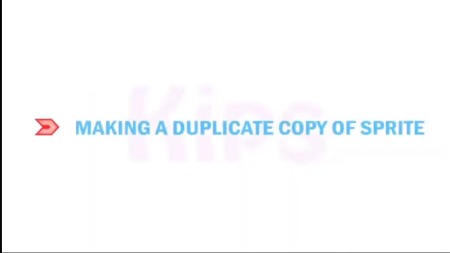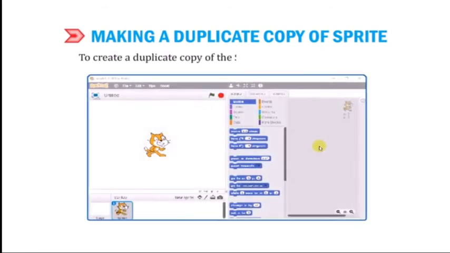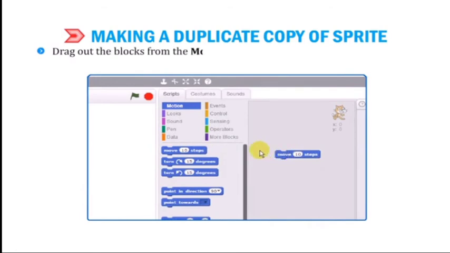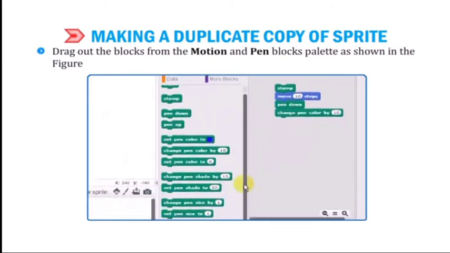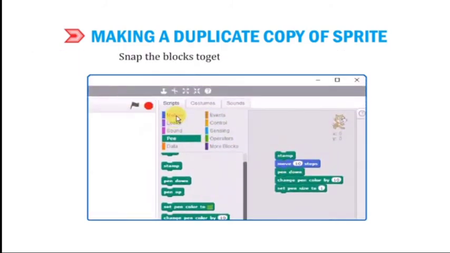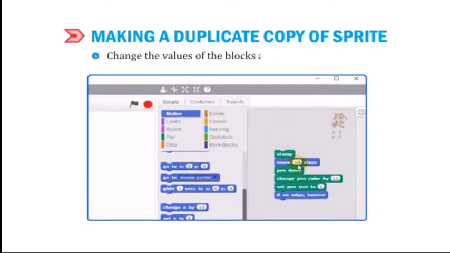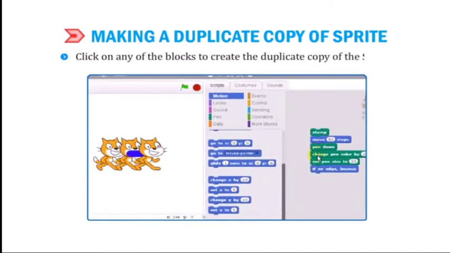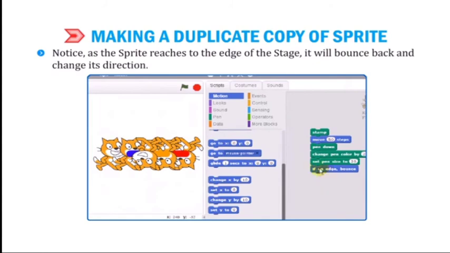Let's quickly learn about making a duplicate copy of a sprite. To create a duplicate copy of the sprite, the Stamp block is used. Drag out the blocks from the Motion and Pen Blocks palette as shown in the figure, and snap the blocks together onto the sprite area. Change the values of the blocks. As shown in the figure, click on any of the blocks to create the duplicate copy of the sprite. Notice as the sprite reaches the edge of the stage, it will bounce back and change its direction.